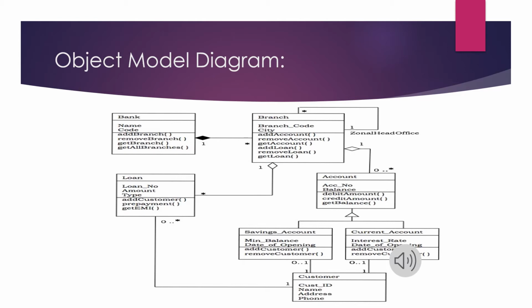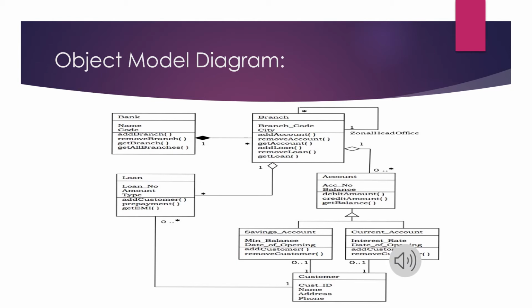There are 7 boxes. Let's see the 7 boxes and their contents. In the first box, bank: name, code, add branch, remove branch, get all branches. These are the first box contents. Let's see the second box content: branch code, branch city, add account, remove account, get loan, remove loan. These are the second box contents.